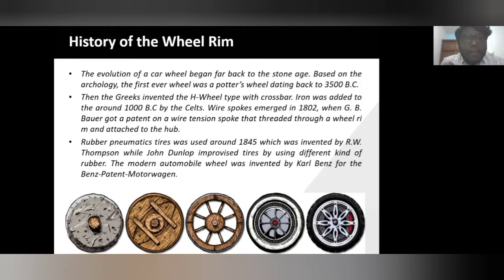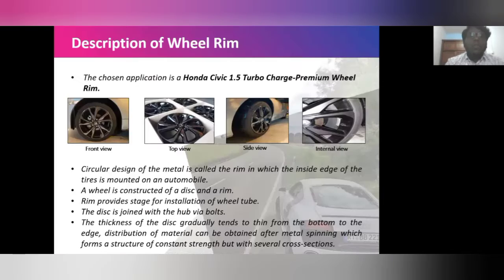Okay, and the rubber pneumatic tire was used around 1845, which was invented by R.W. Thompson, while John Dunlop improvised tires by using a different kind of rubber. The modern automobile wheel was invented by Carl Benz for the Benz patent motor wagon. So, description of the wheel rim. In this application, we choose the Honda Civic 1.5 turbocharged premium wheel rim. We use this wheel rim in our application.